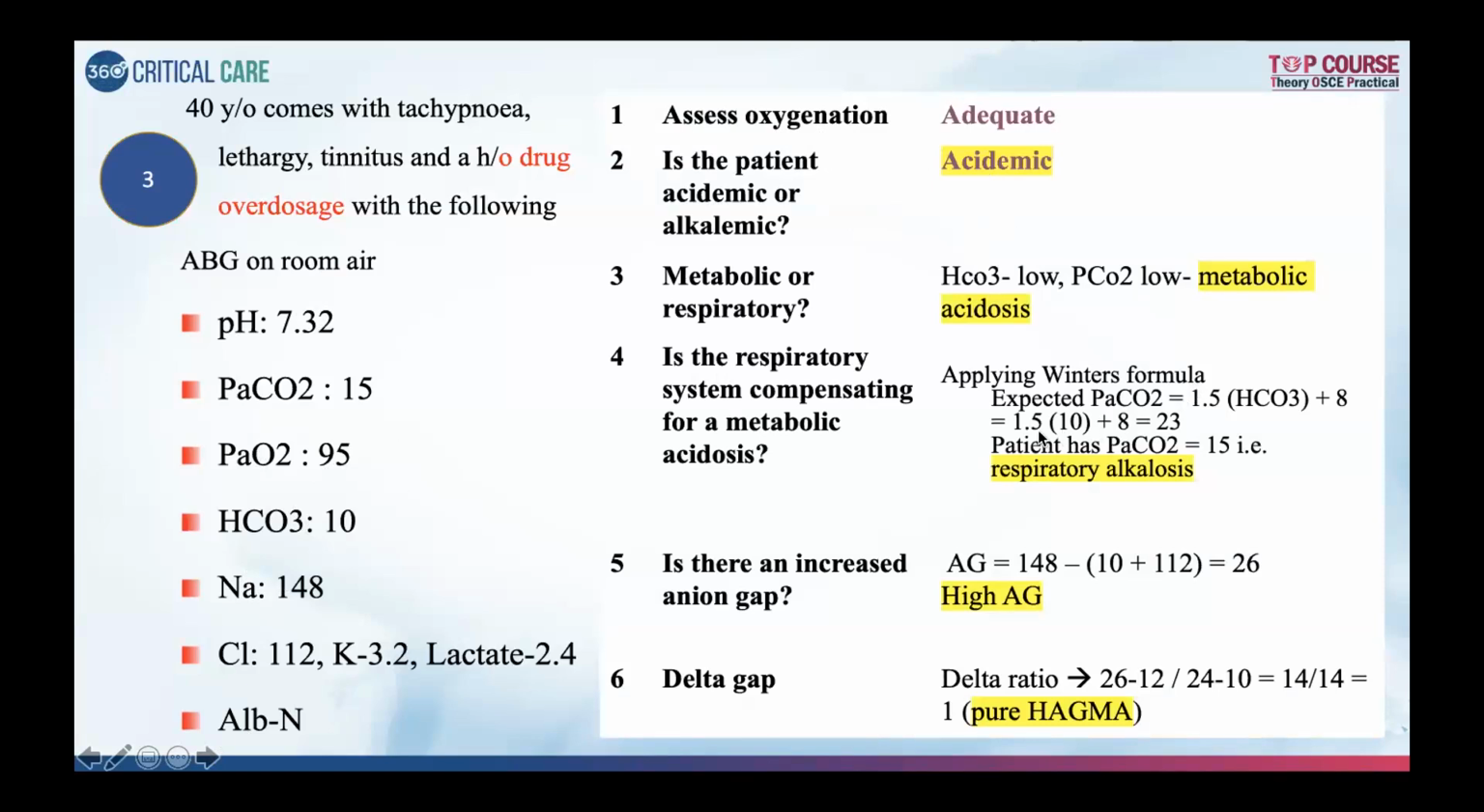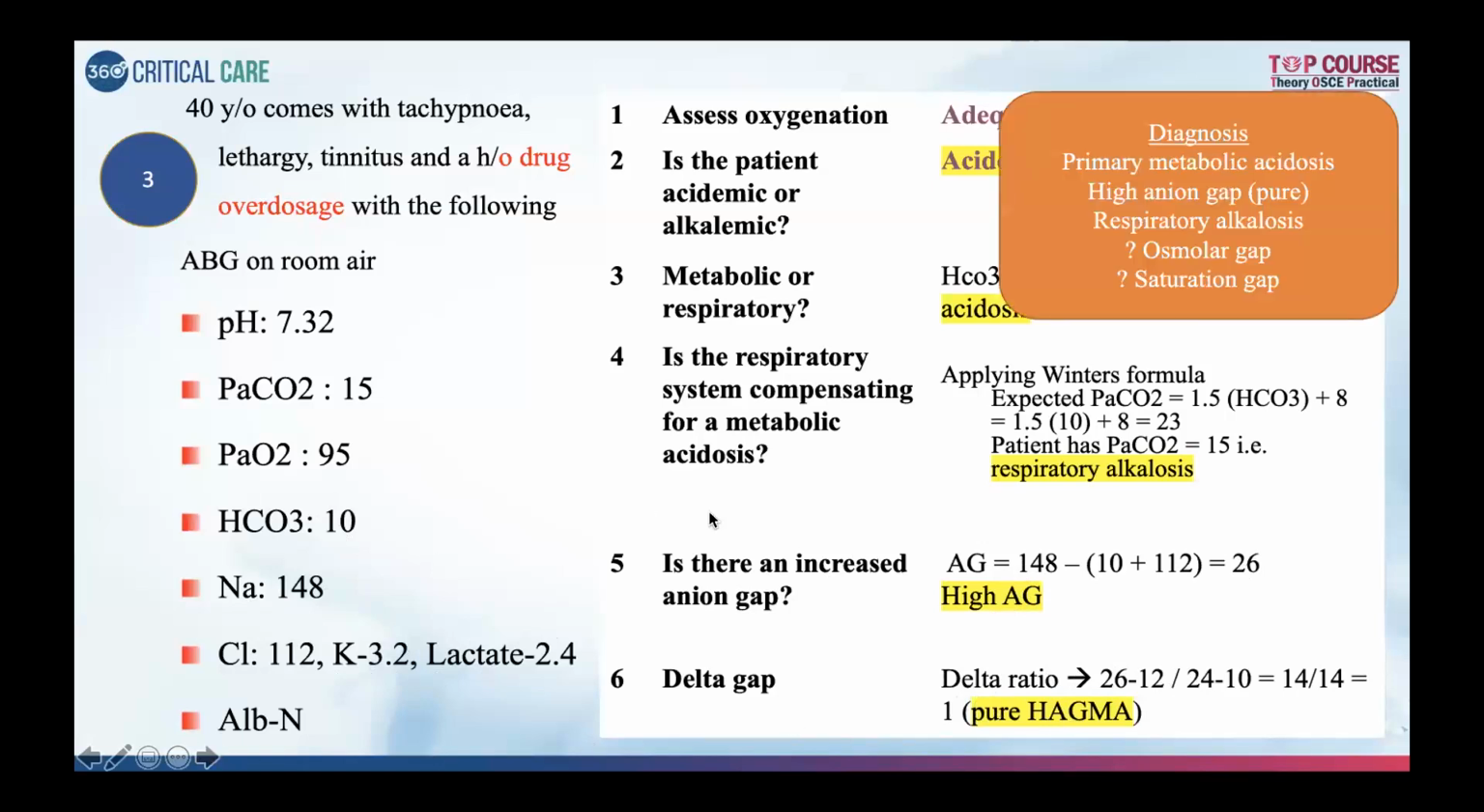So the compensatory formula, Winter's formula: 1.5 times bicarbonate plus 8. 23 is your expected PCO2. What is the PCO2 over here? It is 15. So there is a respiratory alkalosis going on. Next, anion gap should be calculated by sodium minus chloride and bicarbonate. So you have an anion gap of 26, which is high. Then calculate the delta ratio: 26 minus 12 divided by 24 minus your bicarb, which is 10. So you have a delta ratio of 1, which is pure high anion gap metabolic acidosis.